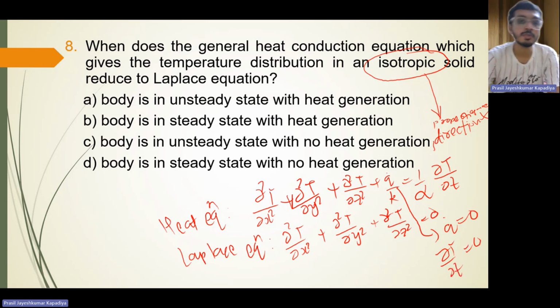Okay. So option A is body is in unsteady state. If it is unsteady state, this won't be 0, so this is not the correct answer. Body is in steady state with heat generation.